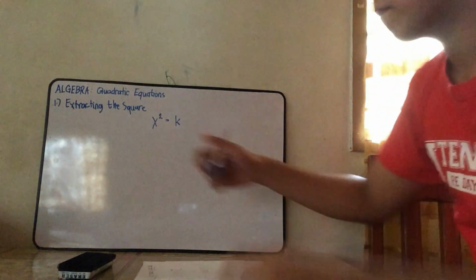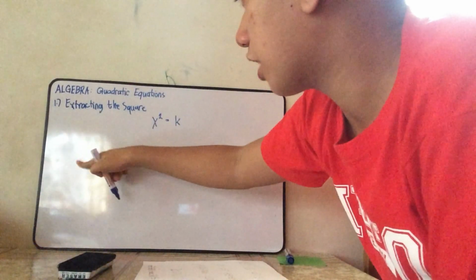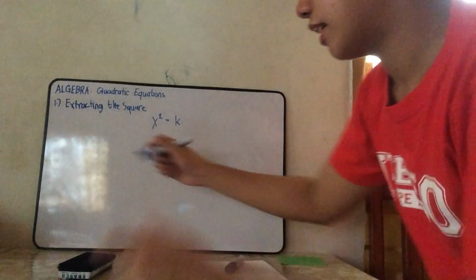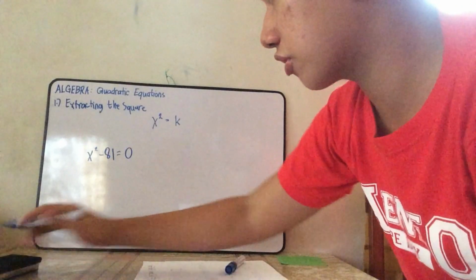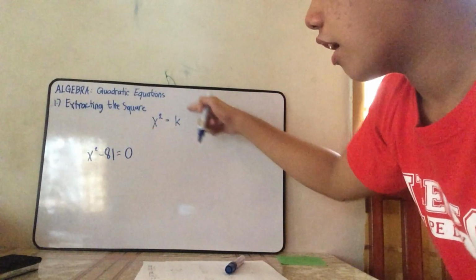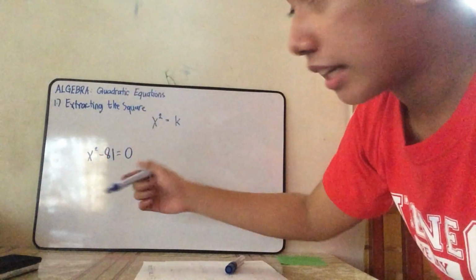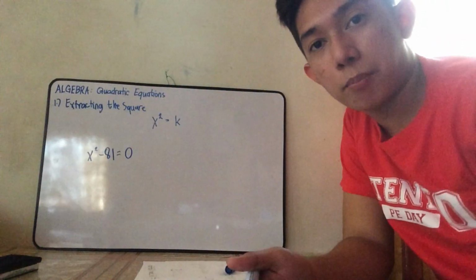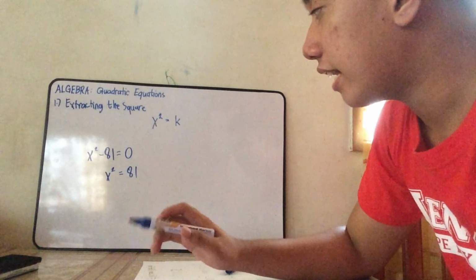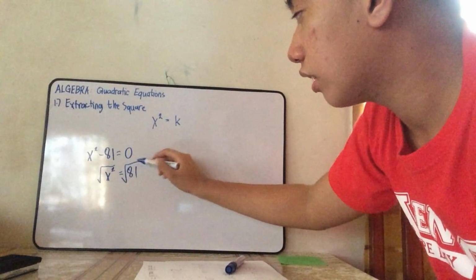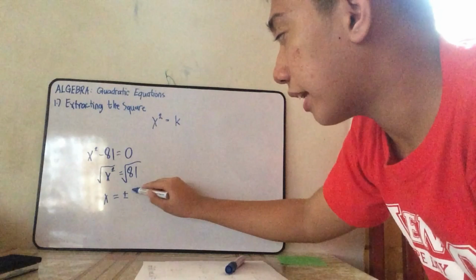Okay? So, for example, this one: x squared minus 81 is equal to 0. So, how to solve the value for x? Again, we need to transform this equation into this form. So, I will move it to the other side, applying the properties of equality. So, x squared is equal to 81. Then, we extract the square root. And of course, we apply plus minus to the final answer. So, the final answer should be plus minus 9.